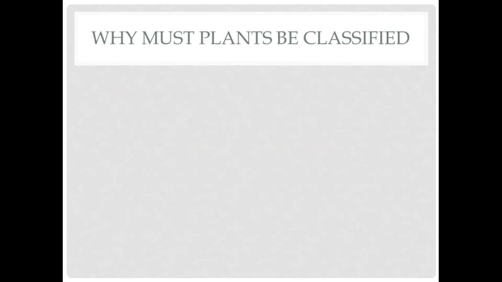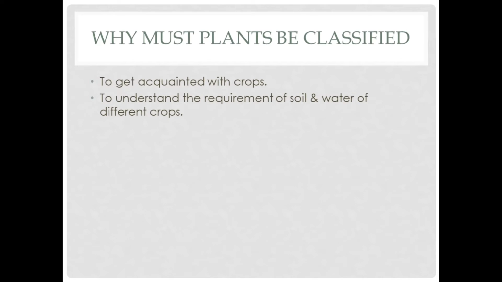And why must plants be classified in the first place? Plants must be classified, one, to get acquainted with the crops or to know these crops better. So that is a general reason why plants must be classified. The second reason is to understand the requirements of soil and water of these different plants. This point is linked to point number 1, because if you get acquainted with the crops, you understand them better in terms of their requirements of soil and water. Reason number 3 is to know the adaptability of these crops, to know the soils that are best suited to them, to know the temperatures that are best suited to them, and also to know their general adaptability.